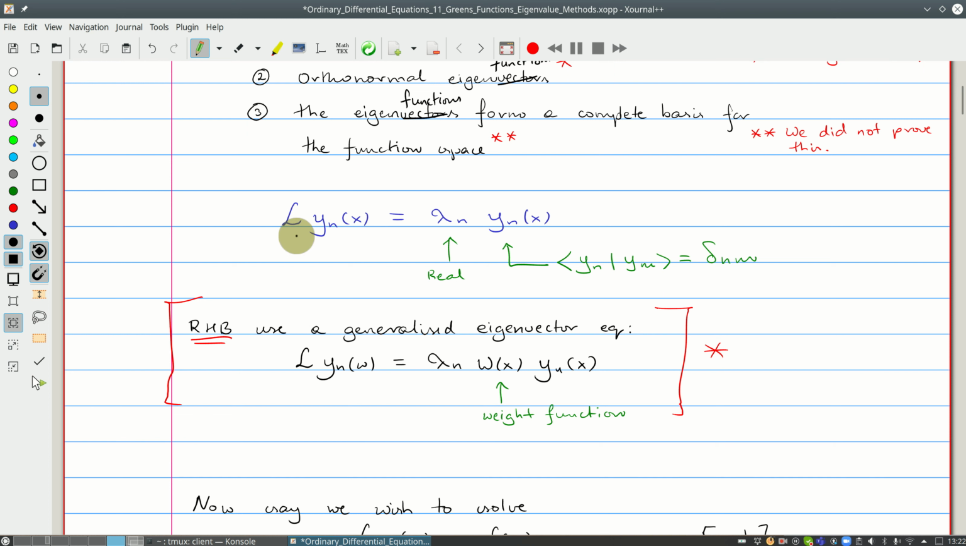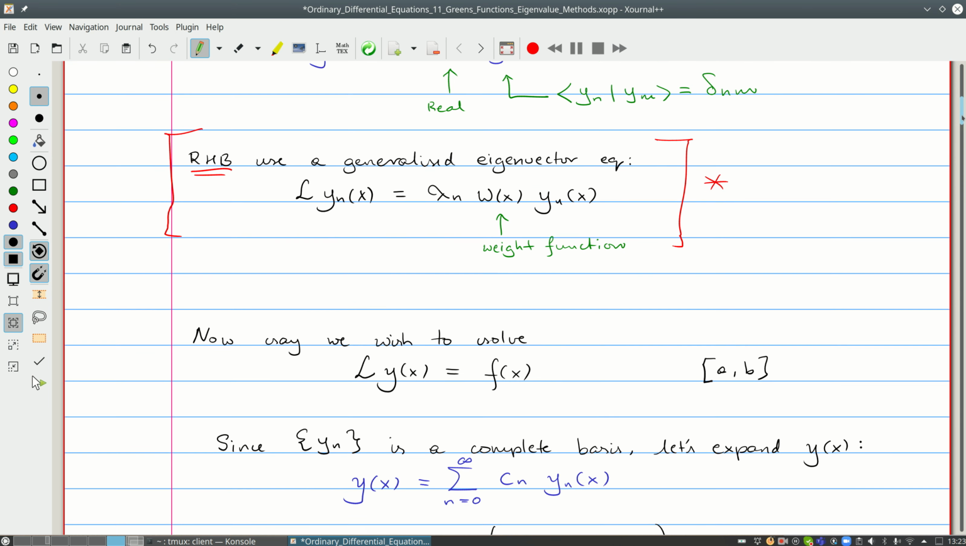Okay, so that means that if you've got these eigenfunctions yn of x, then L operating on yn of x will give you some eigenvalue lambda n, and that's going to be real, times yn of x. Now this is a particular form of the eigenvalue problem. In Riley, Hobson and Bence they use a generalized form where you have the same kind of expression, except that they include a weight function w of x, or they call it rho of x. I've called it w of x in my notes. But I won't use the weight function. I'm going to use a standard form.